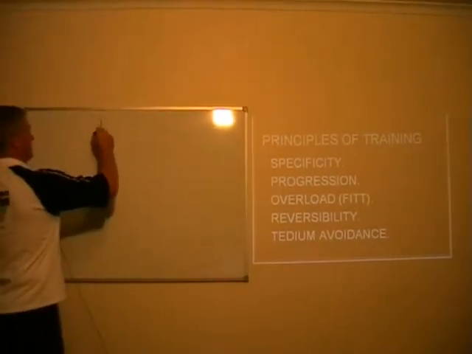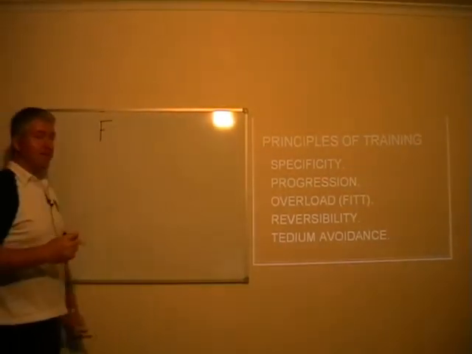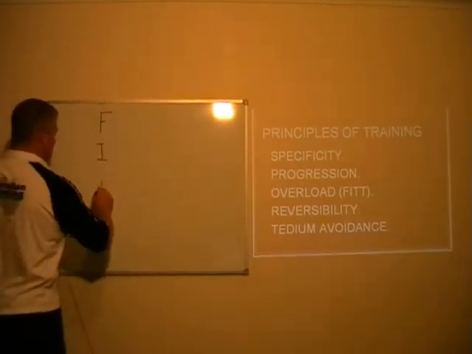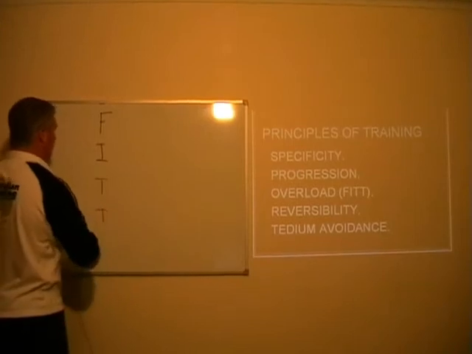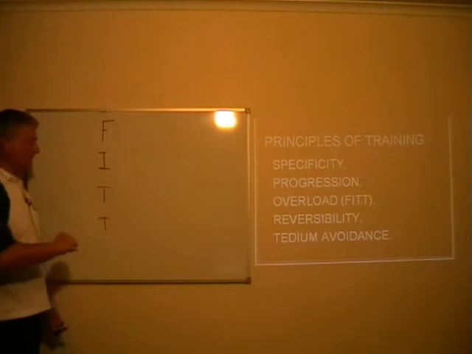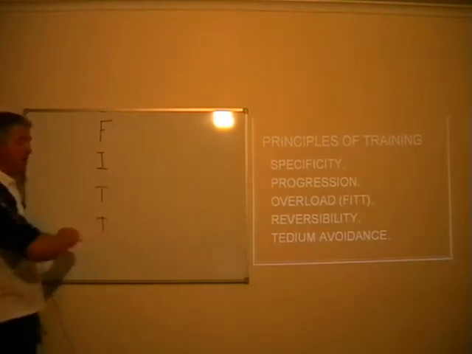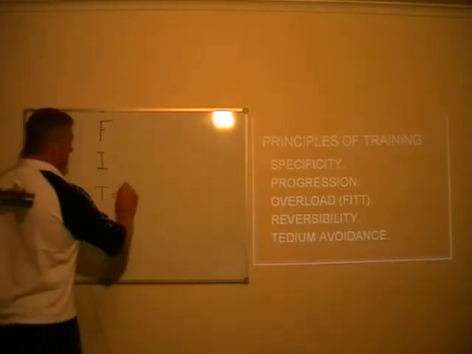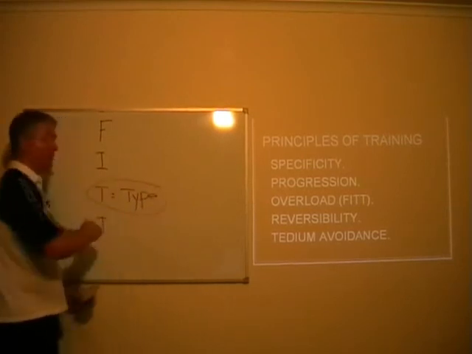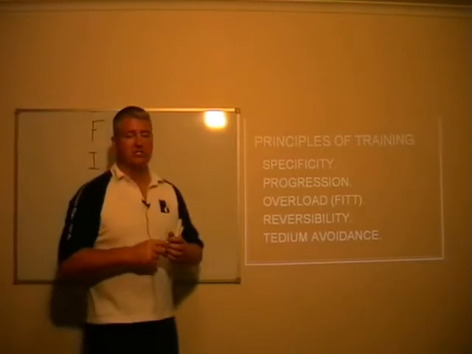As we know, the FIT principle is basically volume and intensity variables: frequency, intensity, type and time. Frequency, volume, intensity is obviously intensity. T down the bottom for time is volume, but T here for type is what you actually do in the exercise session.